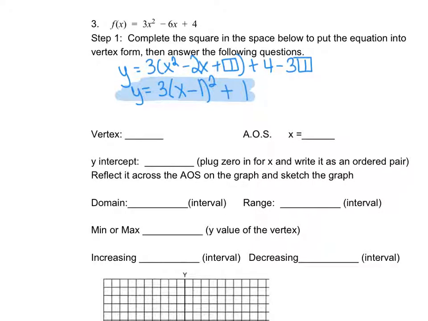Okay, I hope you were able to get it into vertex form correctly. And now that we're in vertex form, let's just go through our information here. So our vertex is at 1, 1. We can see that right from our form. And our axis of symmetry is at x equals 1. Our y-intercept, if we put 0 in for x: 3 times (0 minus 1) squared plus 1, we get 3 times 1 is 3, plus 1 is 4. So we are at 0, 4.